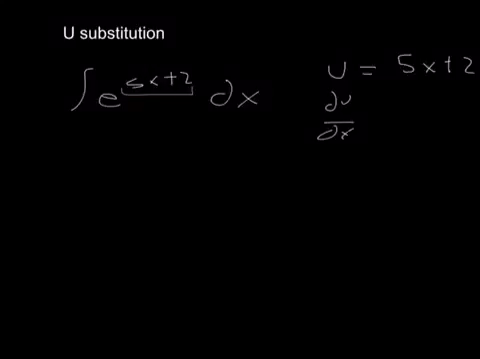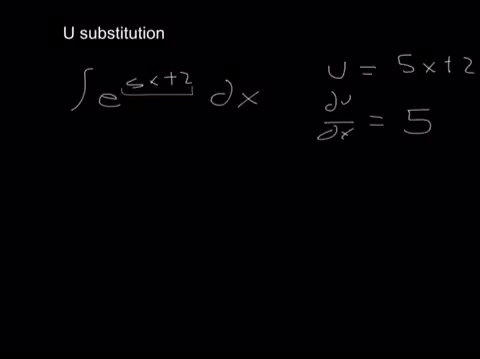Here, a method for integrating is u substitution. U substitution looks for a term within an integration that can be substituted by u. An example for this is the integration of e to the 5x plus 2 dx. First, we have to substitute a part of the function for u. In this case, it would be 5x plus 2. U equals 5x plus 2. The du dx is equal to 5.